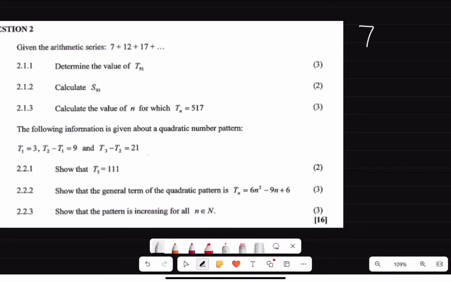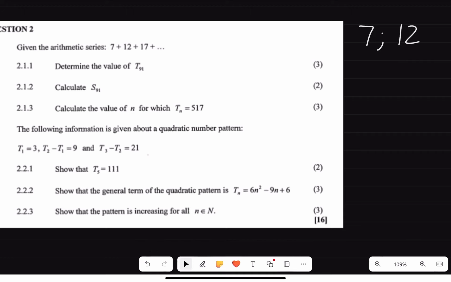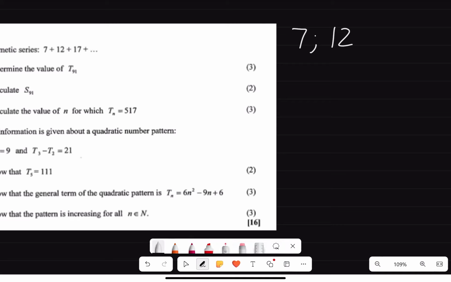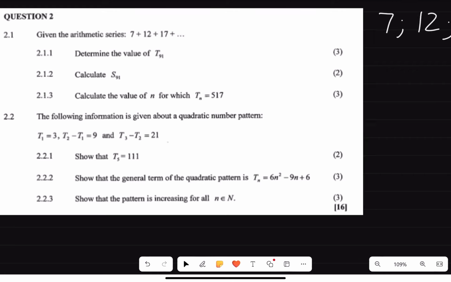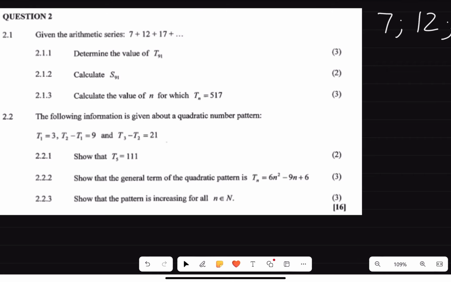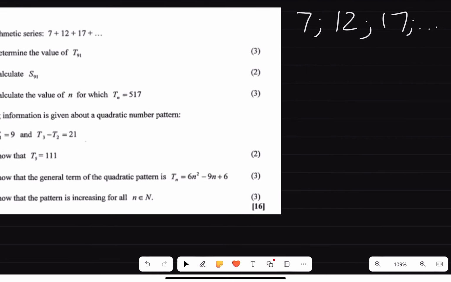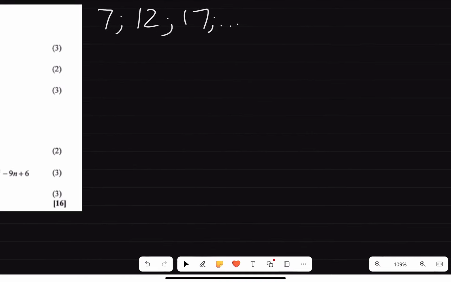So we have 7, we have 12, and we have 17. All right, and then we have three dots to show that the pattern continues like that. And then the first question, they want us to determine the value of term 91, for 3 marks.